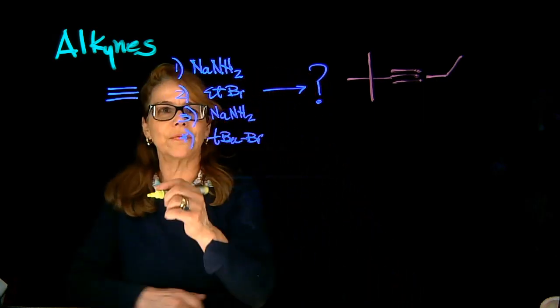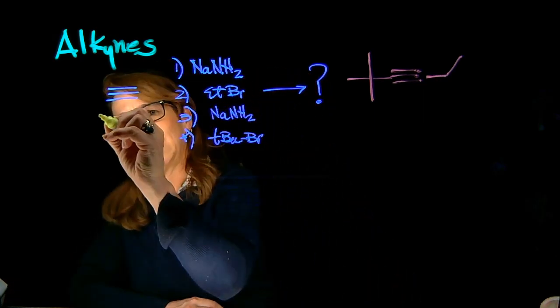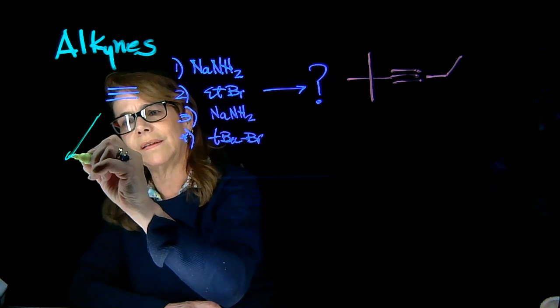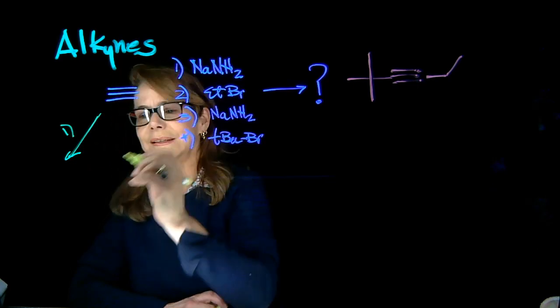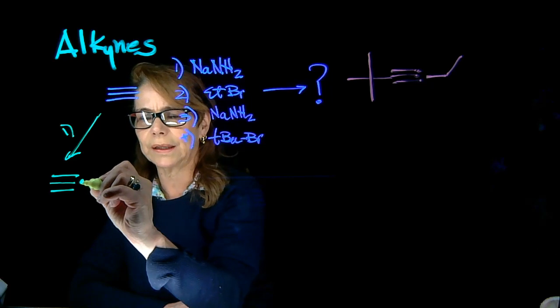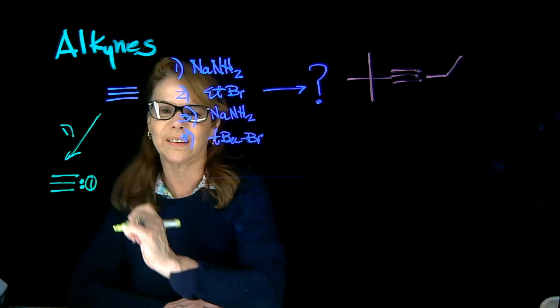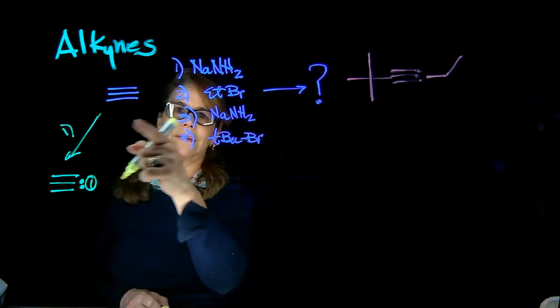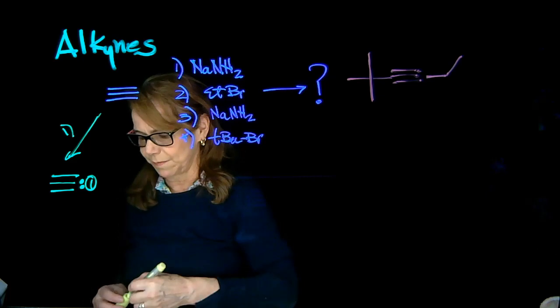So it says here, first you treat it with sodium amide. If you do that, step one is that. You're going to be forming, as we know, the alkynide. That's a terminal alkyne, that's fine. That's what happened after step one.